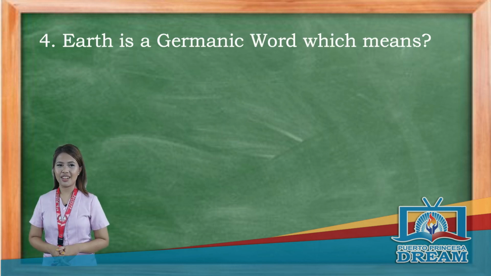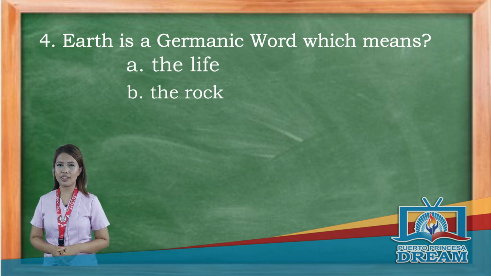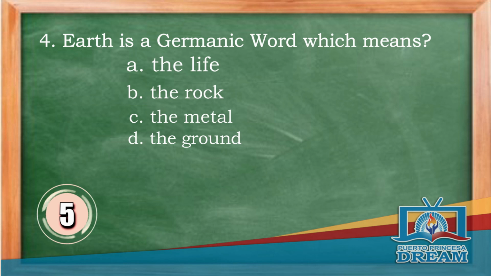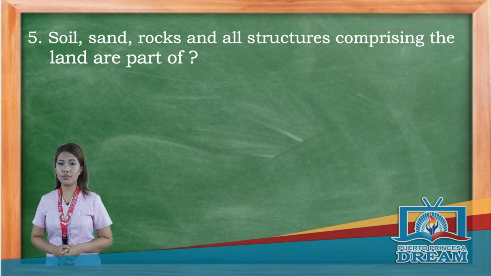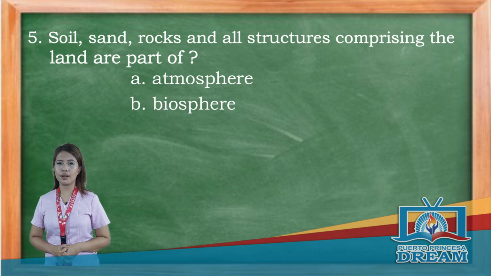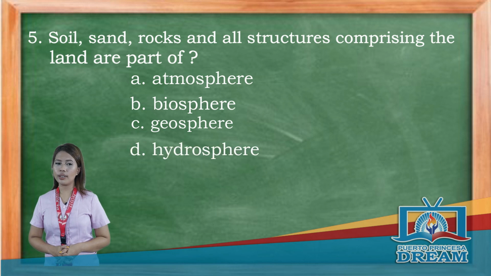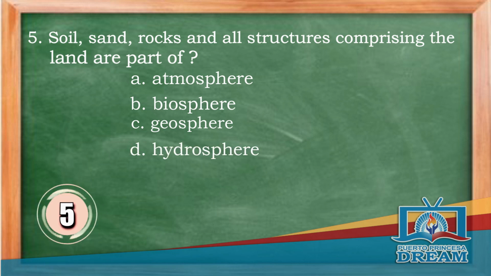Question number 4. Earth is a Germanic word which means: is it A. the life, B. the rock, C. the metal, or D. the ground? Number 5. Soil, sand, rocks, and all structures comprising the land are part of: is it A. atmosphere, B. biosphere, C. geosphere, or D. hydrosphere?